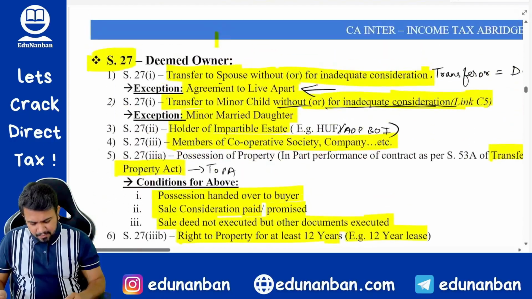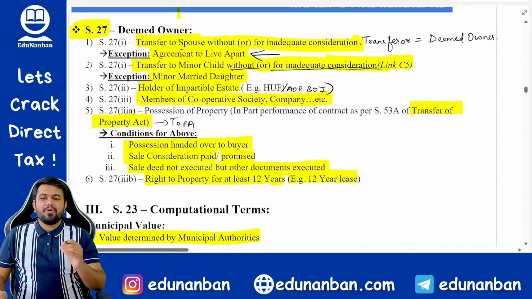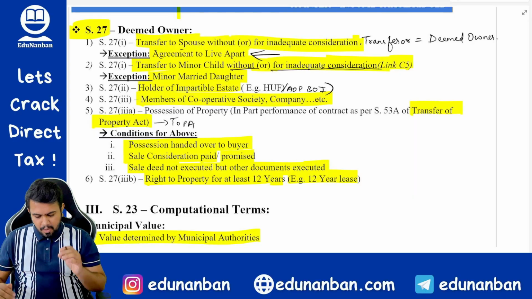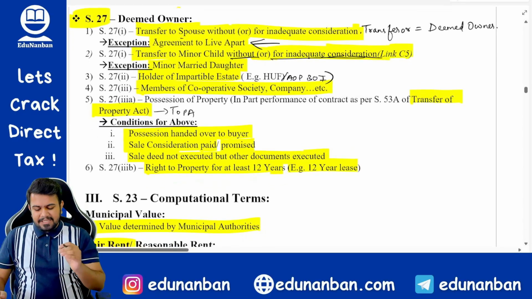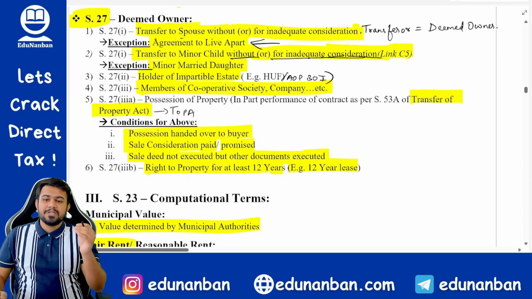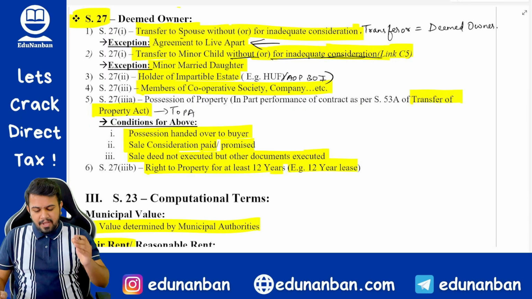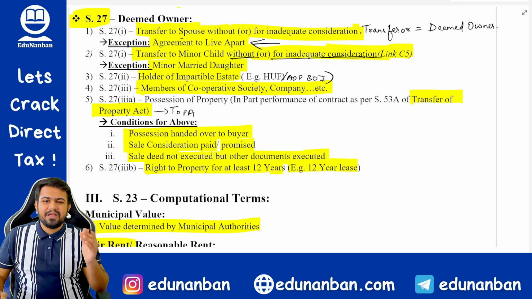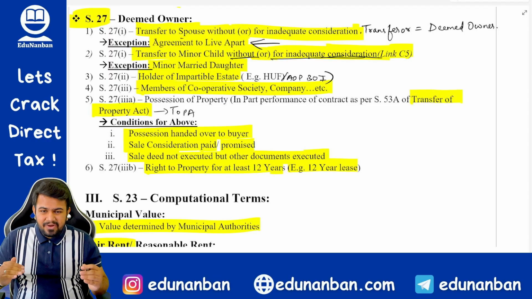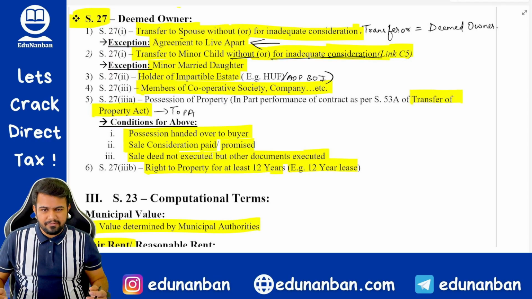Now let's come to the deemed owner concept. Section 27 gives 6 points of deemed ownership. Point number 1: if a person transfers the house property to his spouse, that is, husband or wife, without consideration or for inadequate consideration, then the transferor will be considered as the deemed owner of the property.